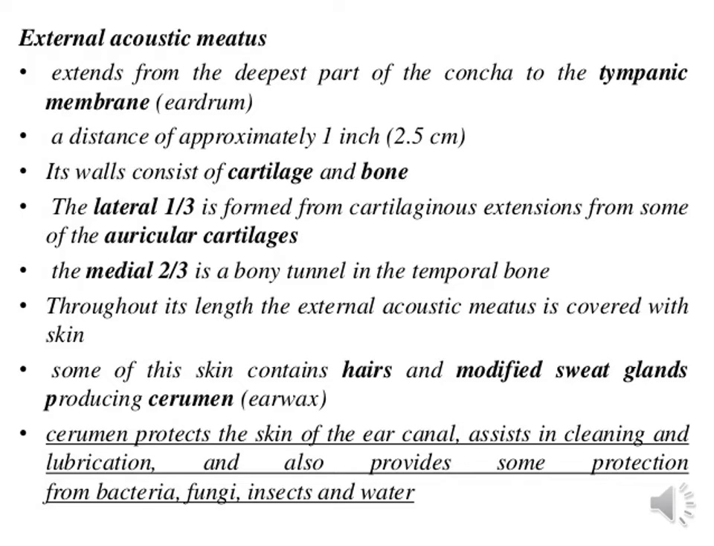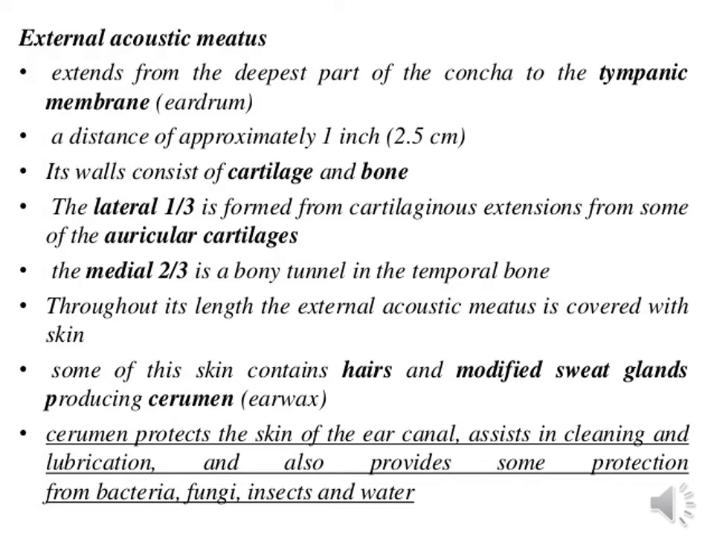The lateral 1/3 is a cartilaginous extension from the auricular cartilage. The middle 2/3 is a bony tunnel in the temporal bone. Throughout its length, the external acoustic meatus is covered with skin.